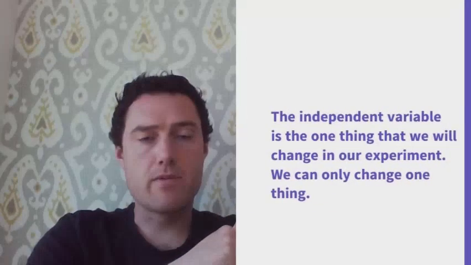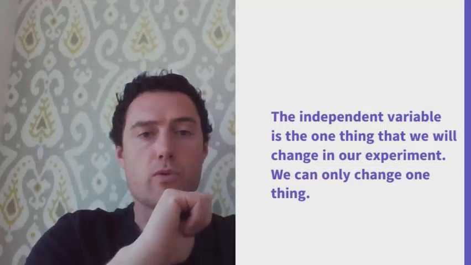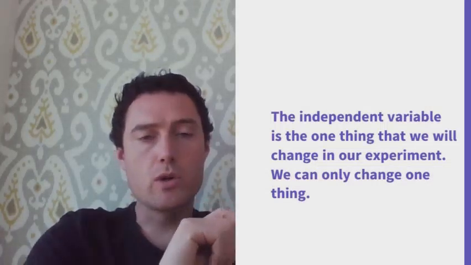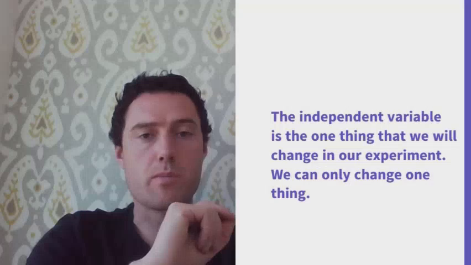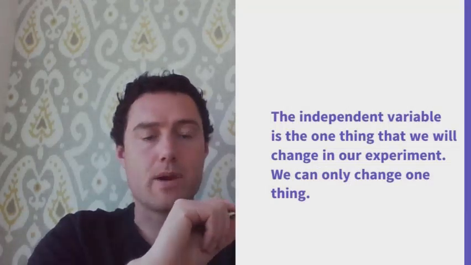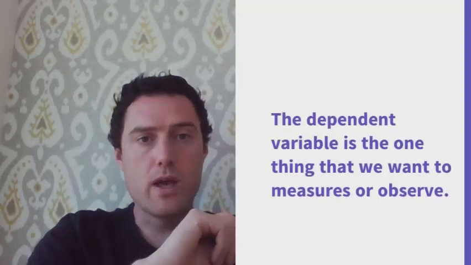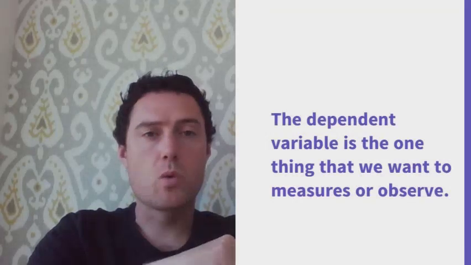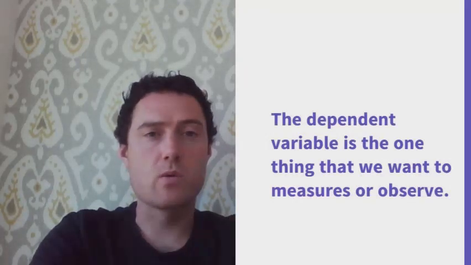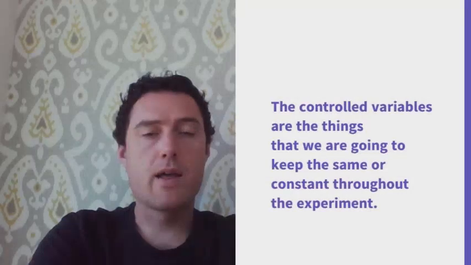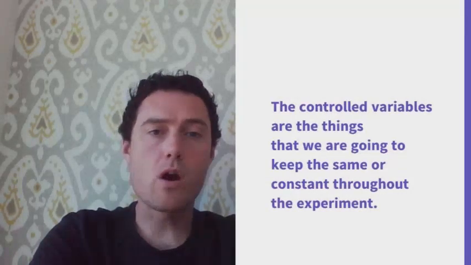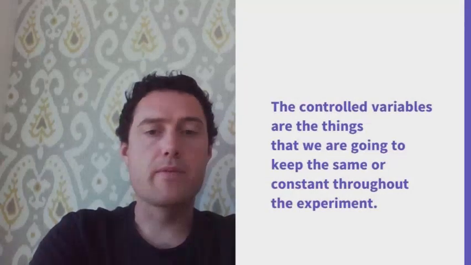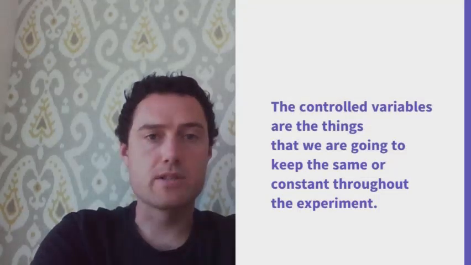So the independent variable, which is the first one, is the one thing that's going to change. We can only change one thing in our experiment or else it won't be a fair test, and that's going to be our independent variable, the one thing we're changing. We then have our dependent variable, and our dependent variable is the one thing that we're going to measure or observe. So what are we going to look at closely? What's the thing we're most interested in finding out? And the third thing are the controlled variables, and they are the things that we're going to keep the same throughout the experiment. So they're the 3 different types of variables.